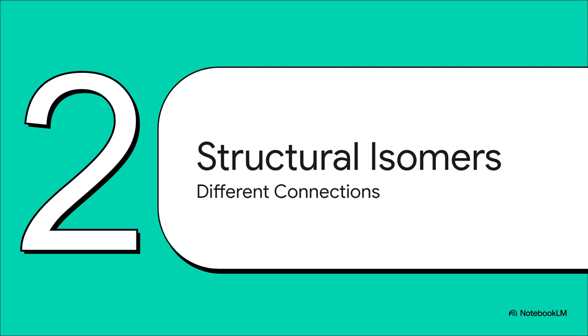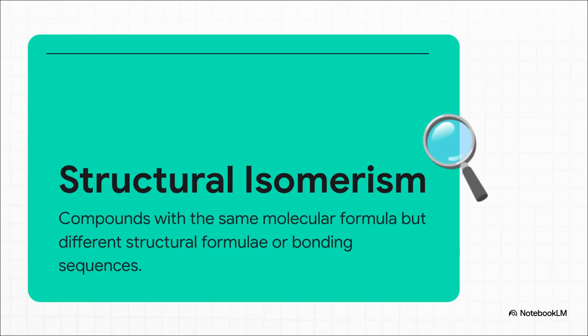Okay, let's start with the most common type, which are called structural isomers. This is where the atoms are literally wired together in a different sequence. It's kind of like having the exact same pile of Legos, but you use them to build 2 totally different things. So, the big takeaway here for structural isomers is that they have a different bonding sequence. The actual blueprint, the wiring diagram for the molecule, is different for each one.